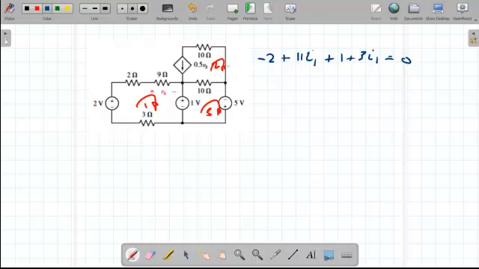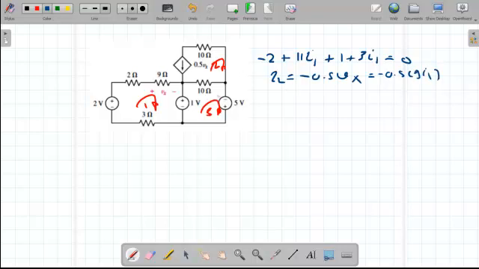The second equation, we cannot write KVL, but it's clear here that I2 is in the direction opposite to 0.5 Vx, so it's equal to minus 0.5 Vx. Vx equals, you can see the current here is I1, so Vx equals 9 times I1. So I2 equals minus 0.5 times 9 times I1.